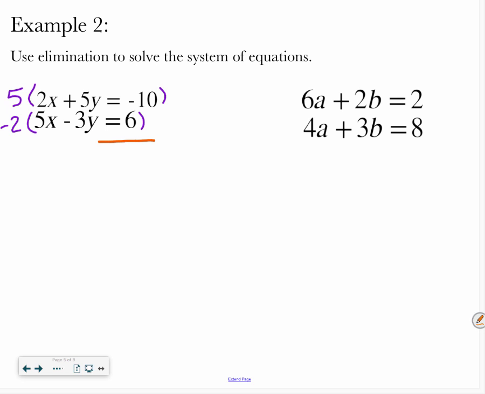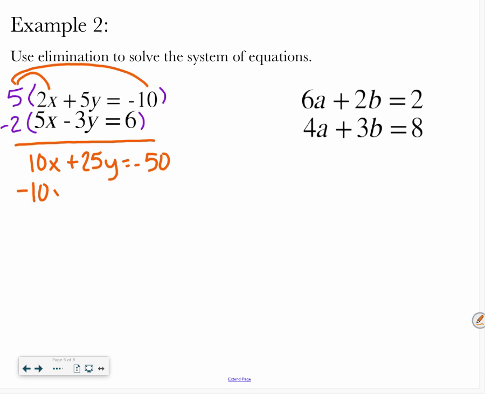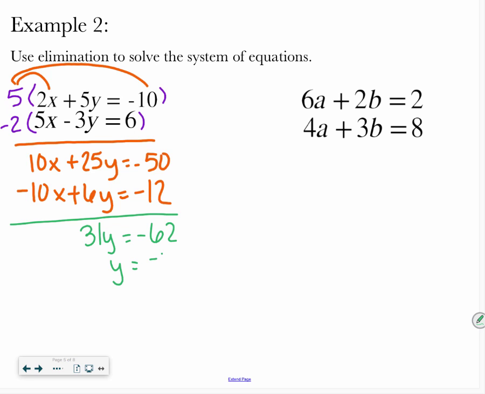Now I'm going to rewrite my equations. So distributing my 5, I get 10x plus 25y equals negative 50. Don't forget you have to multiply all the way across the equal sign. And then negative 2 times 5x gives me a negative 10x plus 6y equals negative 12. Now if I just add those together, 25y plus 6y gives me 31y. My x is canceled. And then equals negative 50 plus negative 12, negative 62, so y equals negative 2.